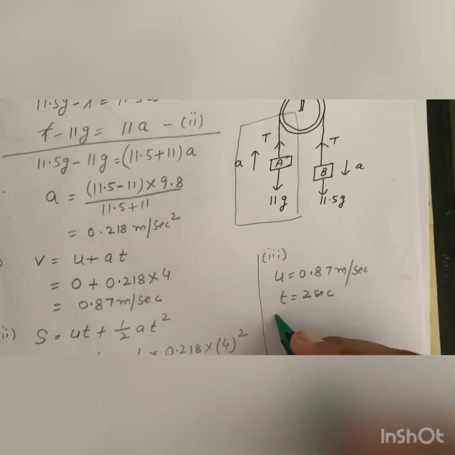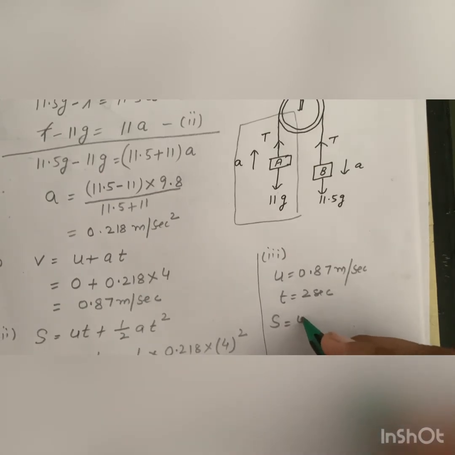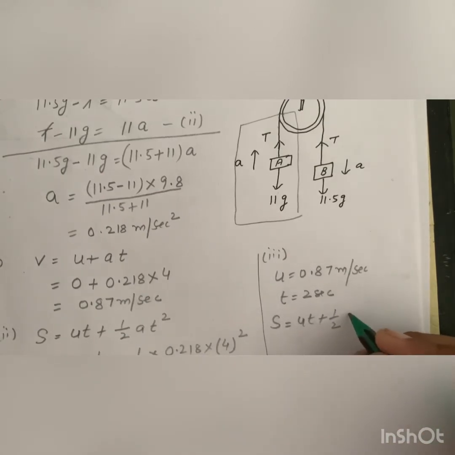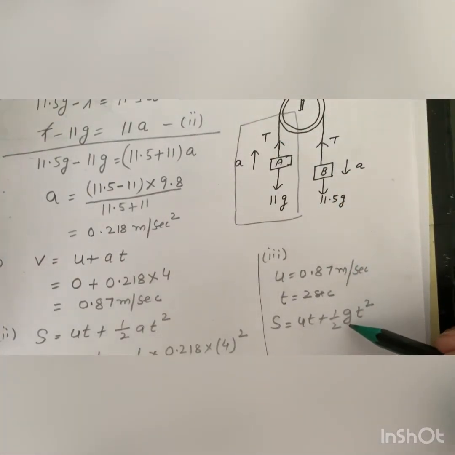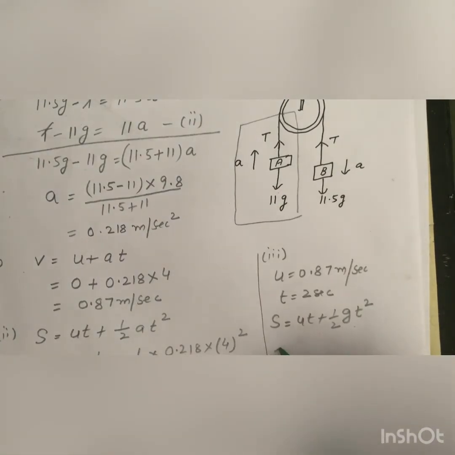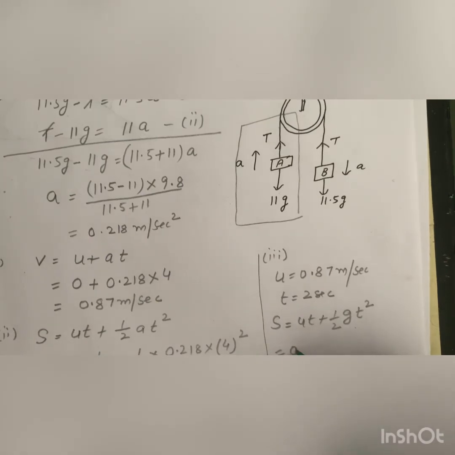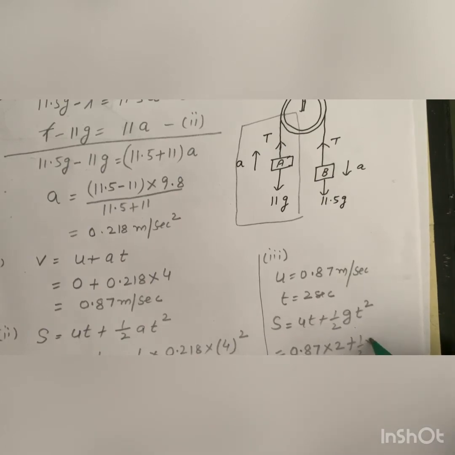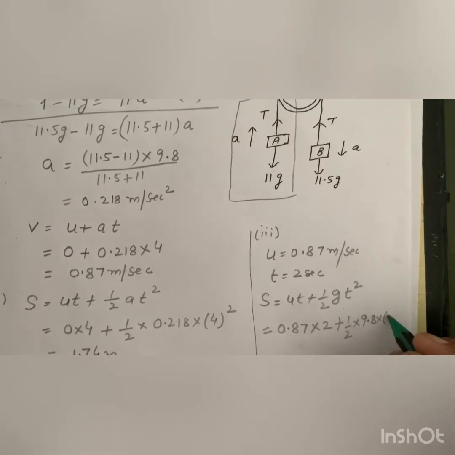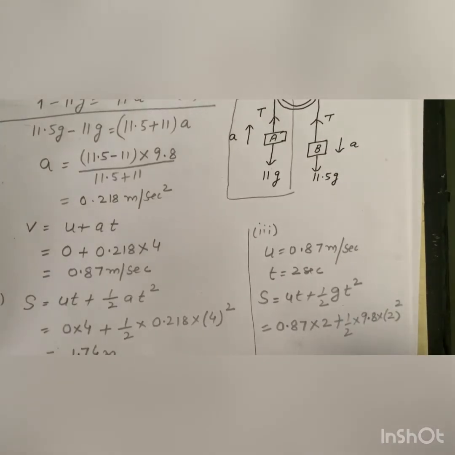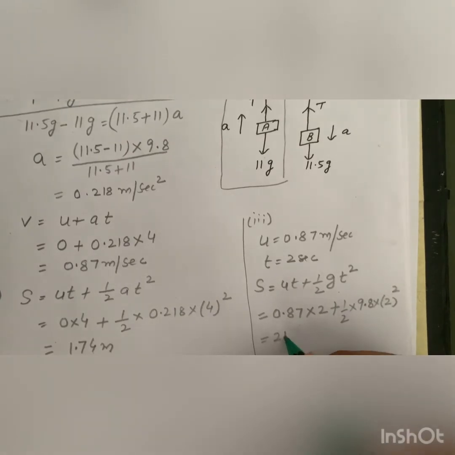So we get distance covered is S equal to U T plus half G T square. As we cut the string, the body falls freely, so we take acceleration due to gravity here. Putting these values, we get 0.87 into 2 plus 1 by 2 into 9.8 into 2 square. On solving, we get 21.34 meter. Answer.